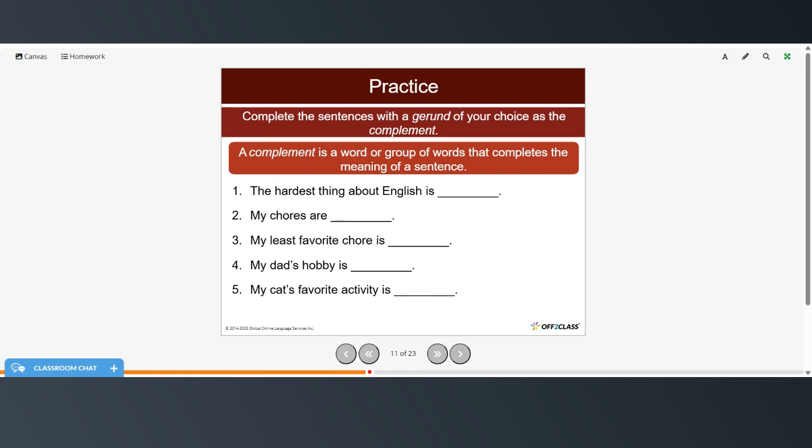And here, same thing. You're going to choose a gerund and complete the sentences using the gerund as a complement.